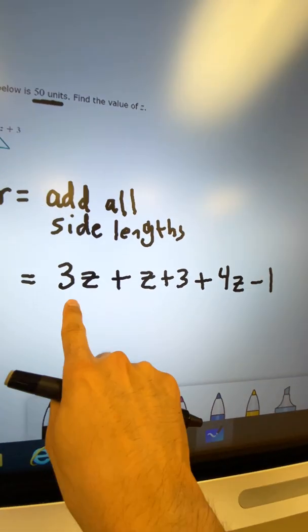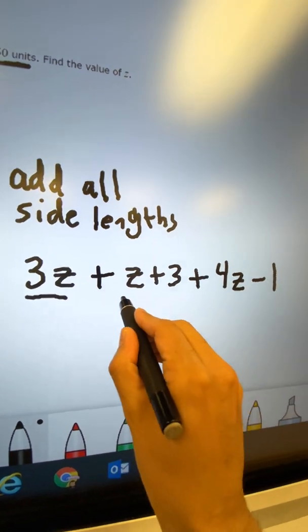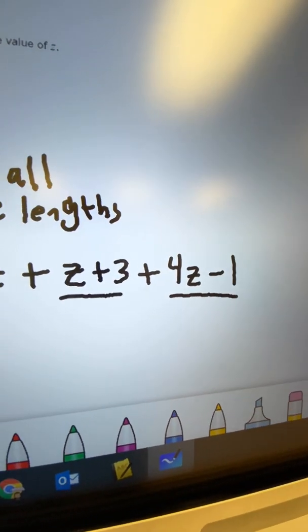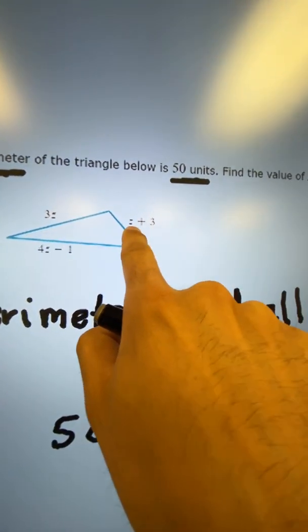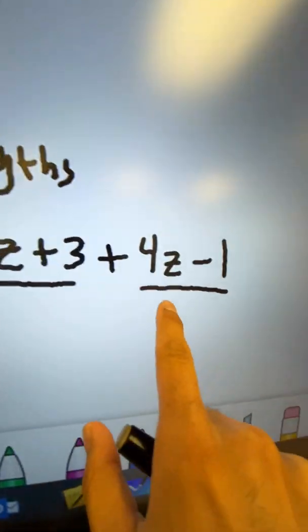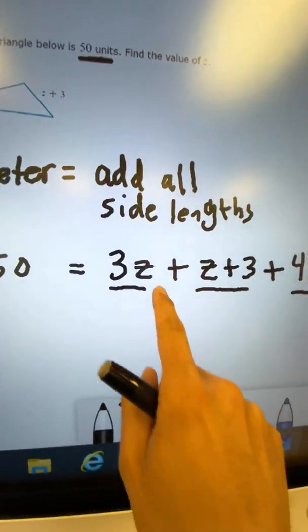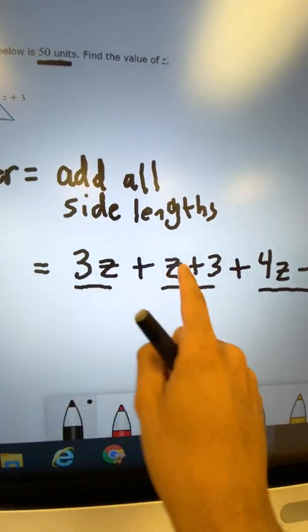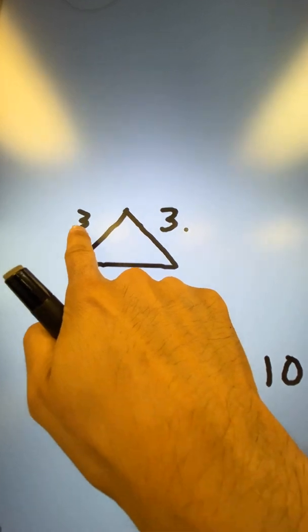It can get confusing sometimes if you have a whole bunch of letters in a row, so if you want, you can underline each side so you know you did it correctly. One of the sides is 3z, which is that side there. This is z plus 3, my second side. And the third side, 4z minus 1, is represented right here. Again, to get the perimeter, you add all the side lengths. So I have 3 lengths represented here, just instead of being numbers like I showed you in this example, 3 plus 3 plus 4.